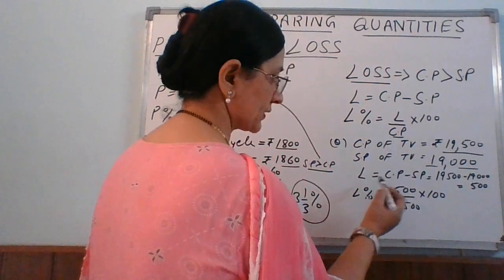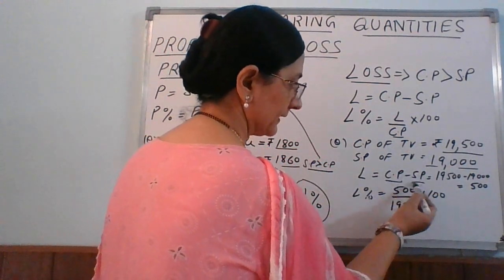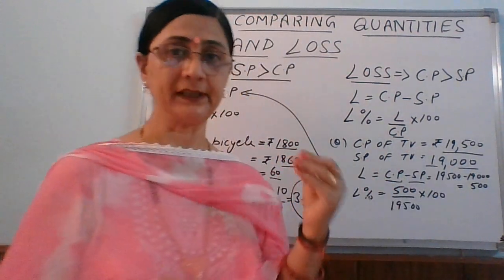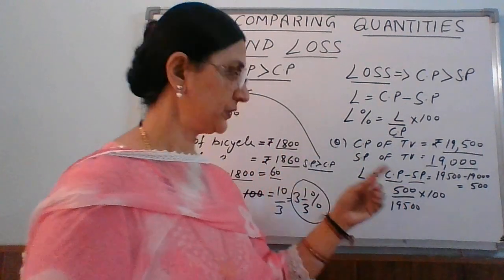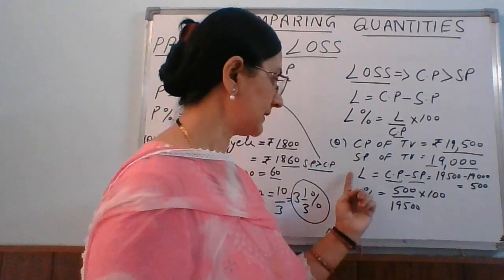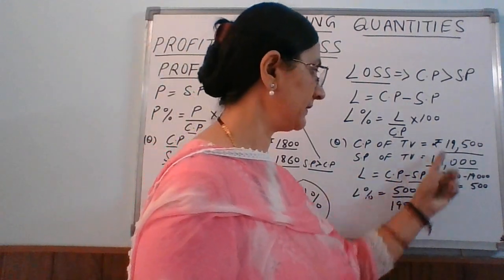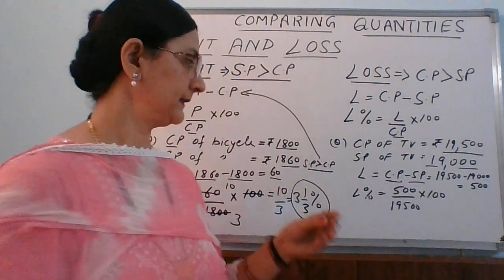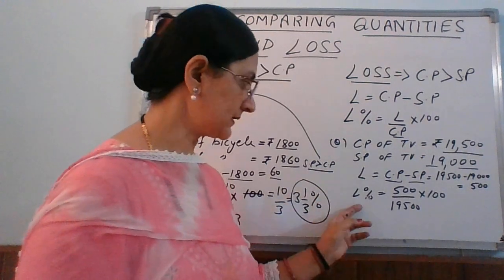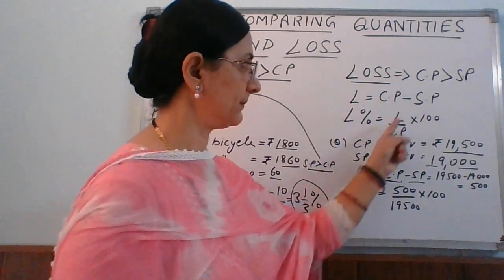So here it is a loss, because CP is greater. We write CP first. In subtraction, we write the greater value first. That means CP is greater. So first of all find out the loss, and here the loss is the difference of CP and SP, that is 500. Then find out the loss percentage. Loss percentage is loss upon CP into 100.